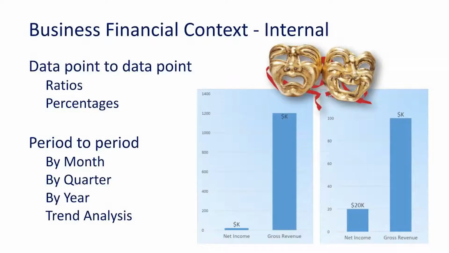For example, let's say that we have $20,000 in net income, but our gross income is 1.2 million. Then it's not so good news. But if our gross revenues are only 100,000 and we have 20,000 of that drops to the bottom line, well, that's a lot better news. So the internal context, one internal number to another internal number, is really important.